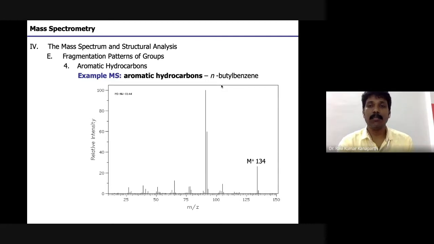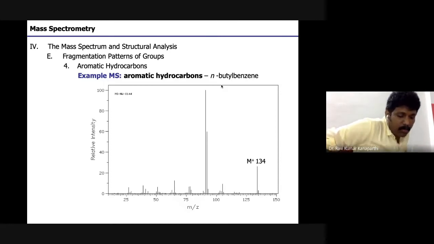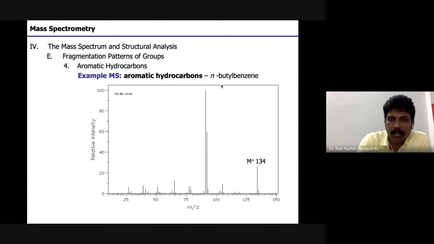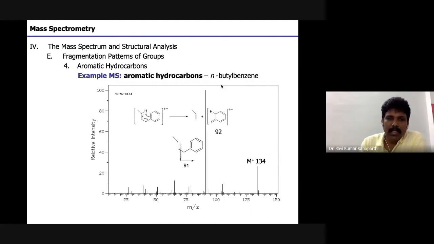And n-butylbenzene is one example where it has a very lengthy alkane on the aromatic ring. So therefore, as per the point which I have discussed, it will undergo the McLafferty rearrangement. Okay, so we can write down the mechanism for that. You can see here.